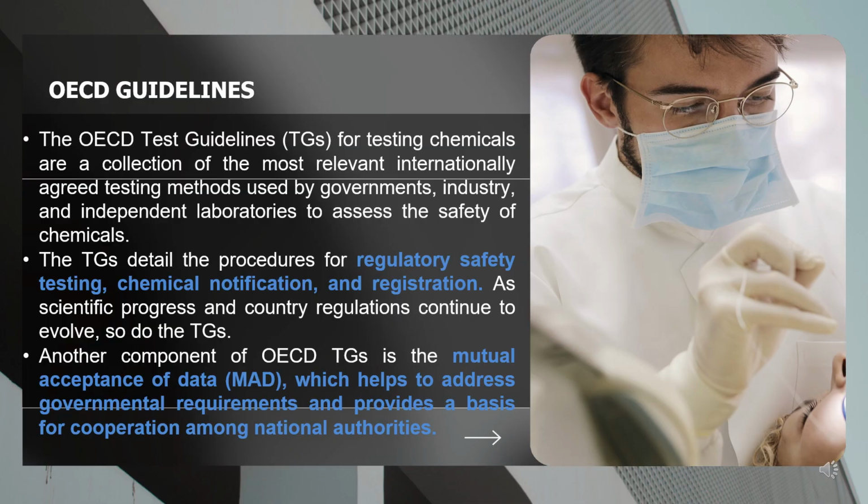Normally, OECD test guidelines, in short TGs, are used for testing chemicals or compounds, and are a collection of the most relevant internationally agreed testing methods. They give the details of the procedures for regulatory safety testing, chemical notification and registration. Another component of the OECD TGs is the mutual acceptance of data, which helps to address governmental requirements and provides a basis for cooperation among national authorities.